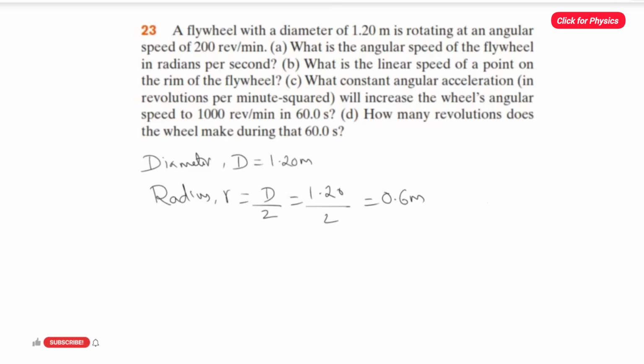Clear? And this flywheel has the angular speed. That means omega I, the initial angular speed of the flywheel, omega I, is given as 200 revolution per minute.